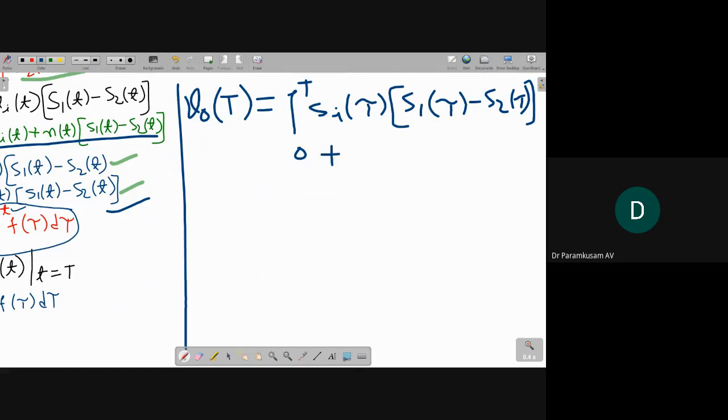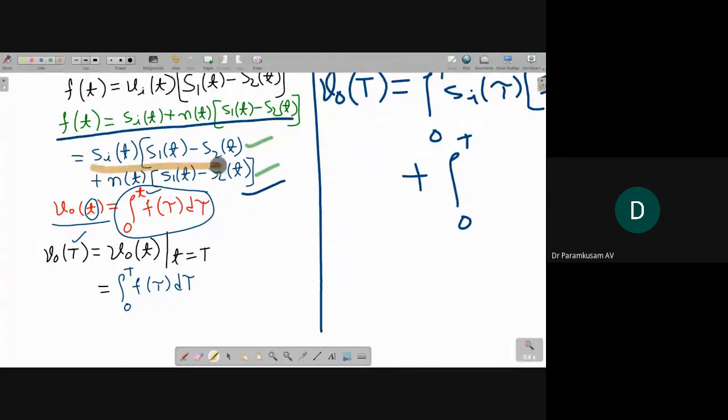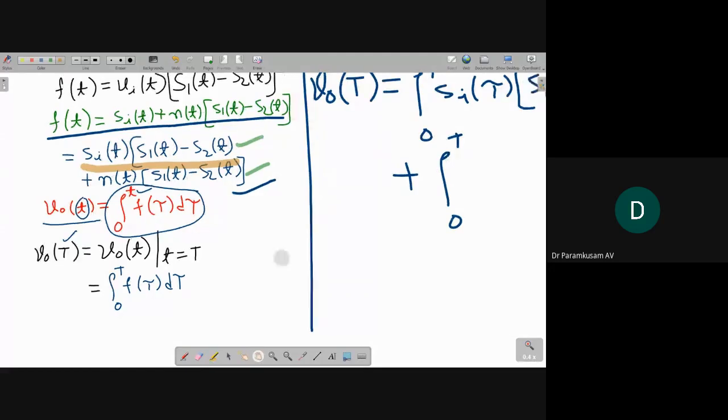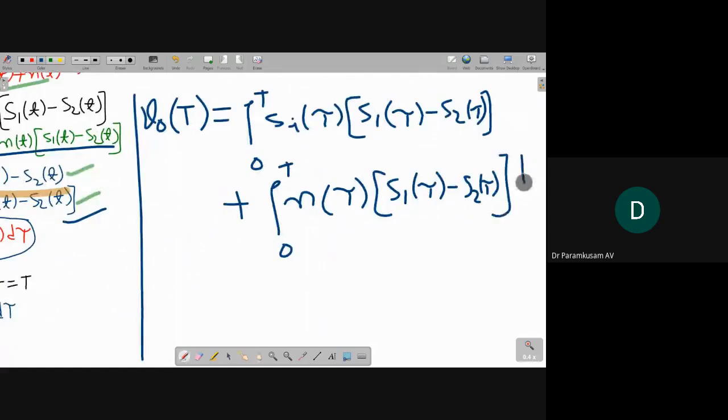plus integration 0 to T. It has also a second term. You see, Si(t) into S1(t) minus S2(t) plus n(t) into S1(t) minus S2(t). So this is equal to n(tau) into S1(tau) minus S2(tau) d tau. Okay, this is equal to v0(T).